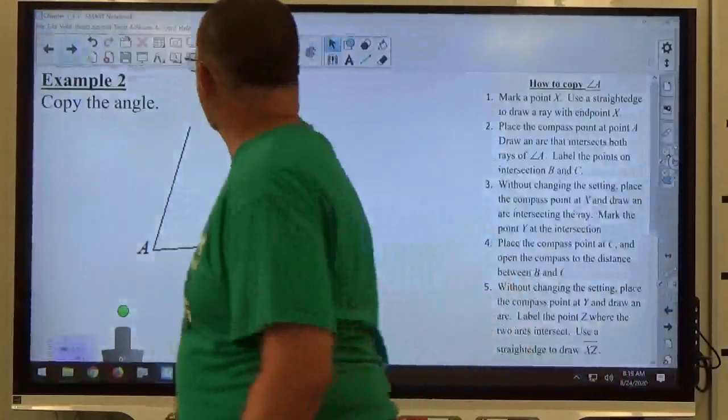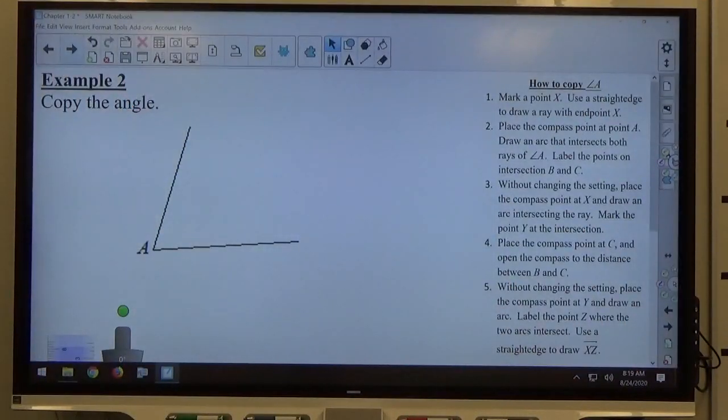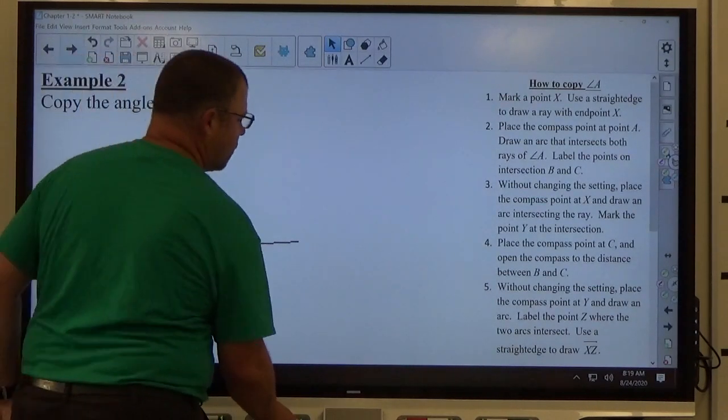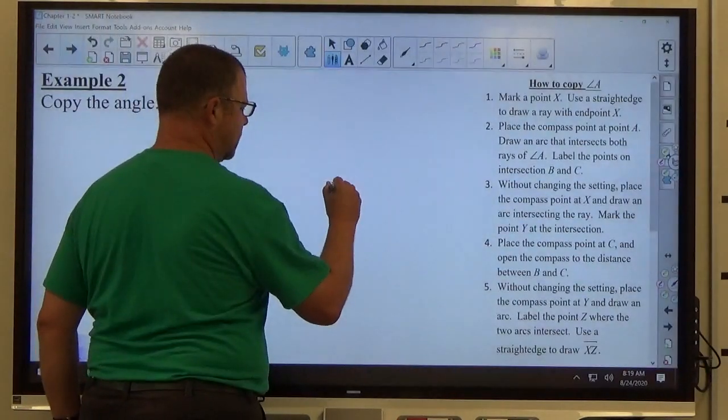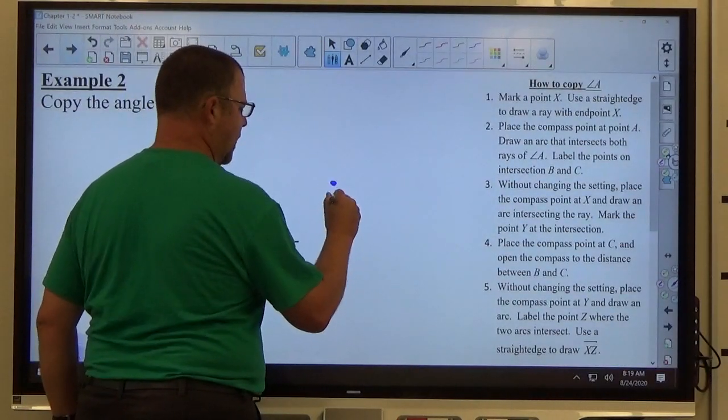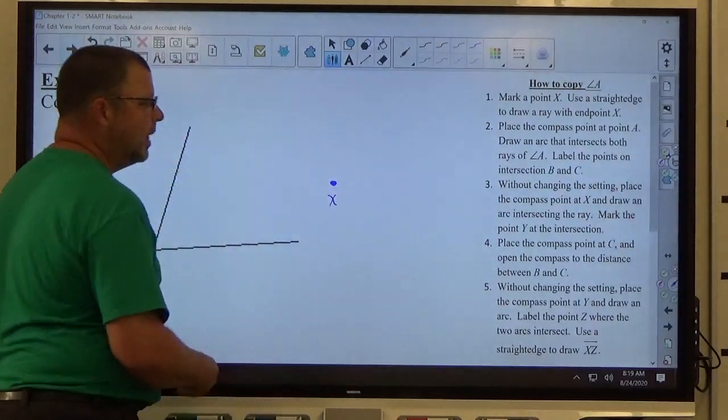Okay, so example 2, copy the angle A. First of all, it says mark point X and use a straight edge to draw a ray with endpoint X. So if you just come over here somewhere, call that point X, and I want to draw a ray.